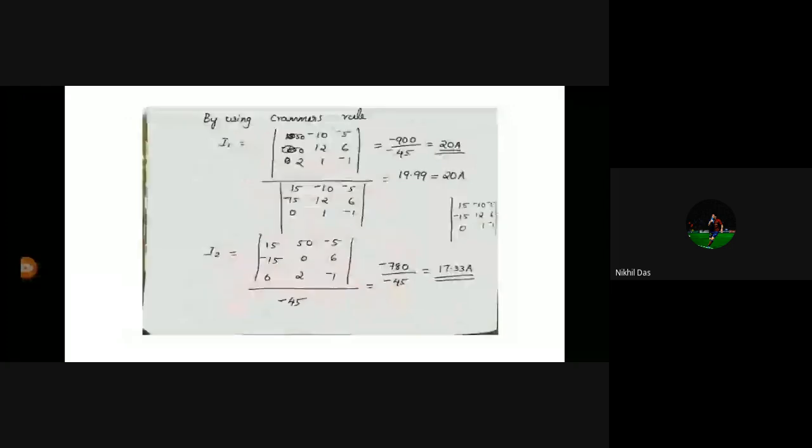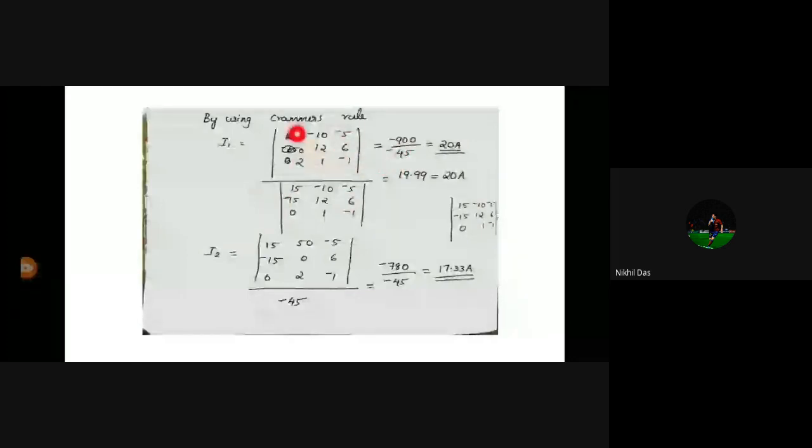Okay. So this type of solution is by using Cramer's rule. So you can say that for finding the unknowns using matrix form, you can use Cramer's rule. Okay, so I1 equal to determinant of this matrix divided by this matrix. So I am simply writing the answers. You can proceed with the determinant.